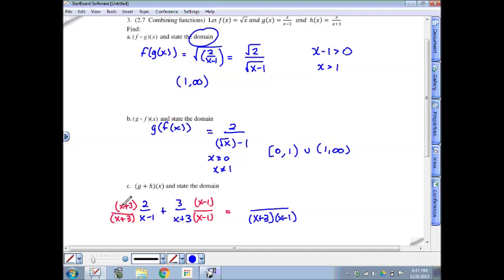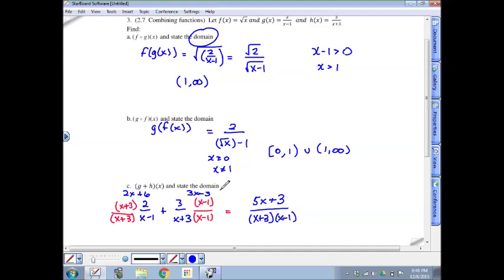This numerator, if it were simplified here, becomes 2x plus 6. And this numerator here, if it were simplified, becomes 3x minus 3. Now if we combine like terms in the numerator, 2x plus 3x is 5x, and 6 plus negative 3 is 3. So there's the composition. 5x plus 3 over x plus 3 times x minus 1.